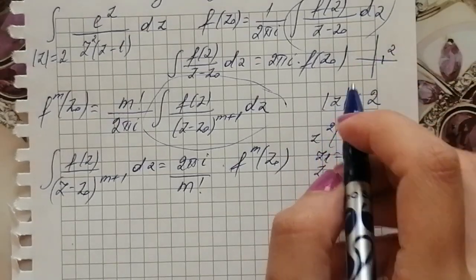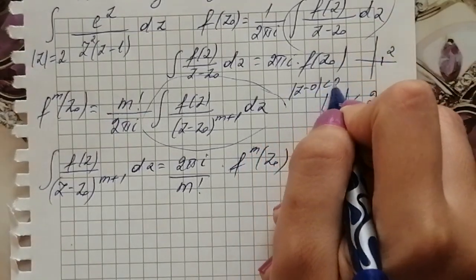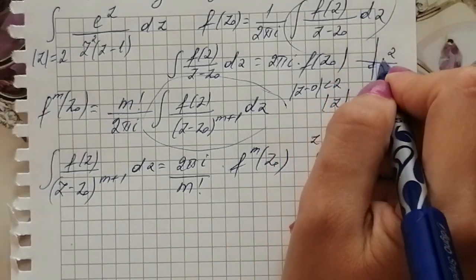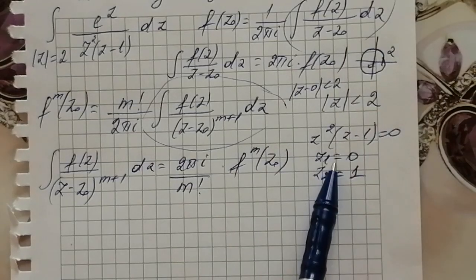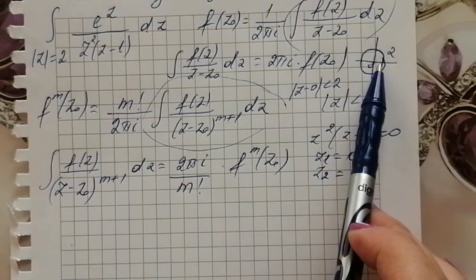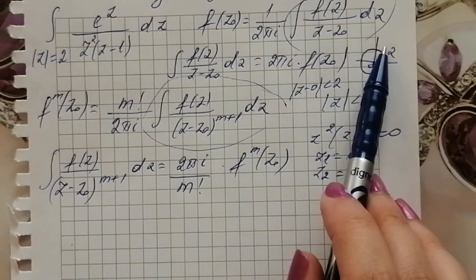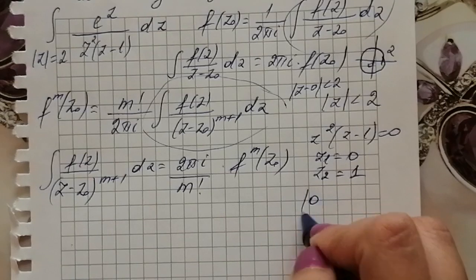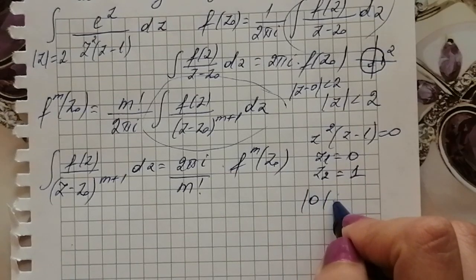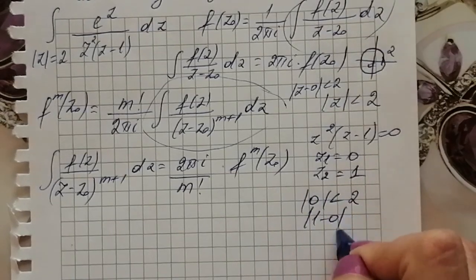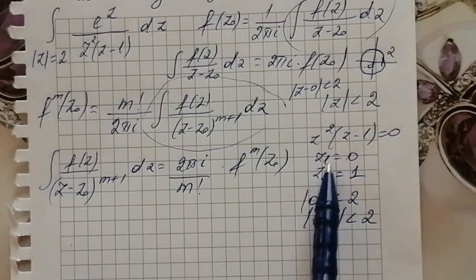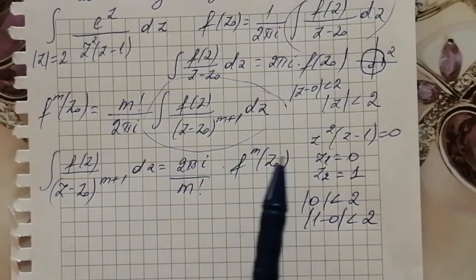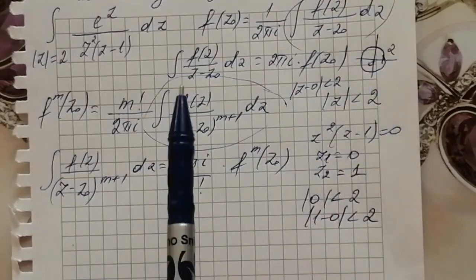The disk is centered at 0 and the radius is equal to 2. 0 belongs to this disk and 1 also belongs to the disk. 0 is less than 2 and also 1 minus 0 is less than 2. Then both of these singularity points belong to this disk.